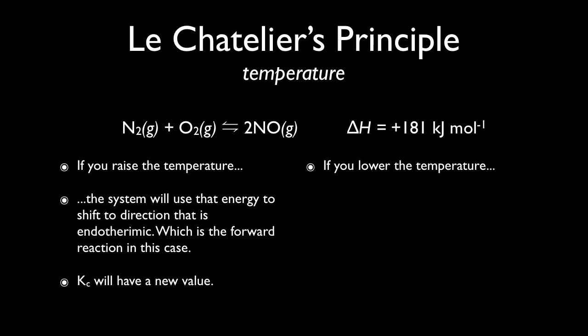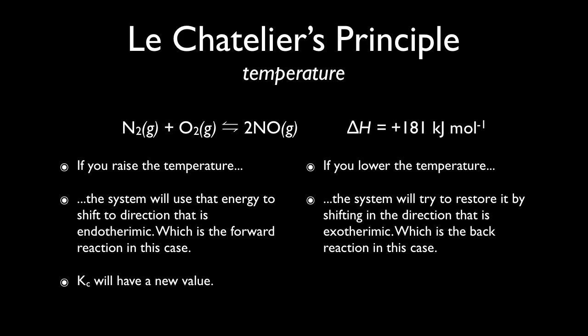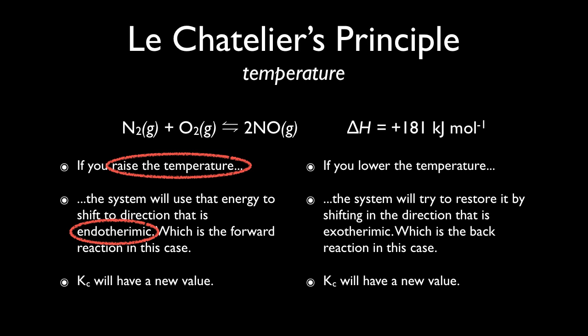If you lower the temperature, the system will try to restore it, so to speak, by shifting in the direction that is exothermic. In other words, it'll create more heat to make up for what you took away. In this case, the back reaction is the one that's emphasized as it seeks a new equilibrium at a new Kc value. So raising the temperature, the system shifts to the endothermic side. If you lower the temperature, the system counteracts what you've done by shifting to the exothermic side.